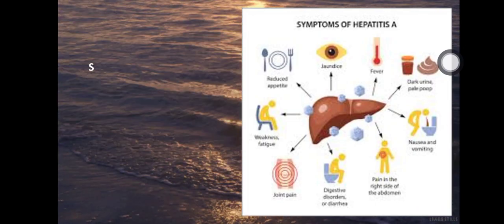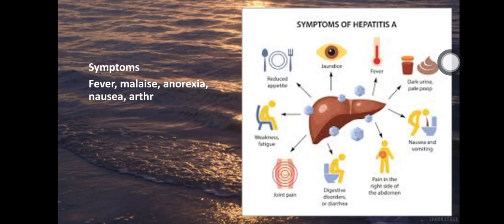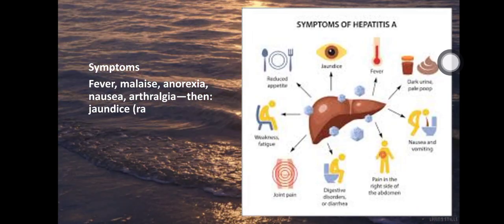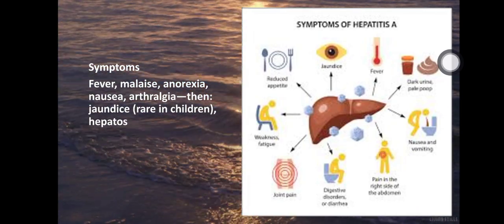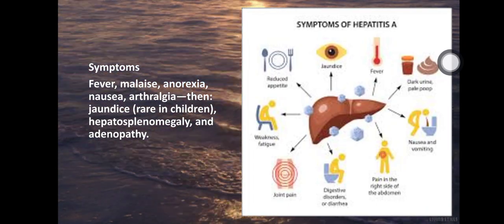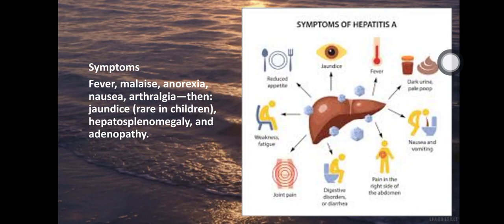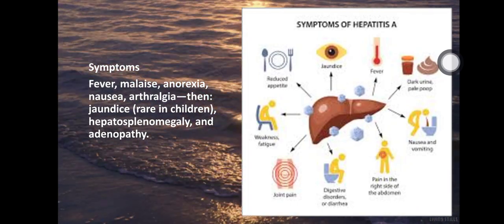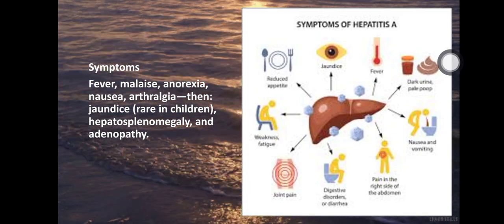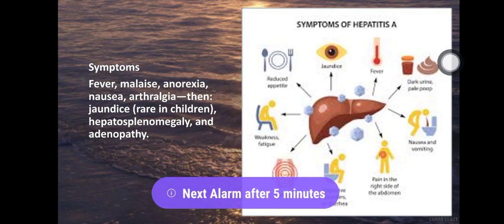So what are the symptoms of hepatitis A? They can be fever, malaise, anorexia, that is loss of appetite, nausea, arthralgia, pain in the joints, and jaundice, commonly not seen in children, hepatosplenomegaly, that is enlargement of liver and spleen, and adenopathy.